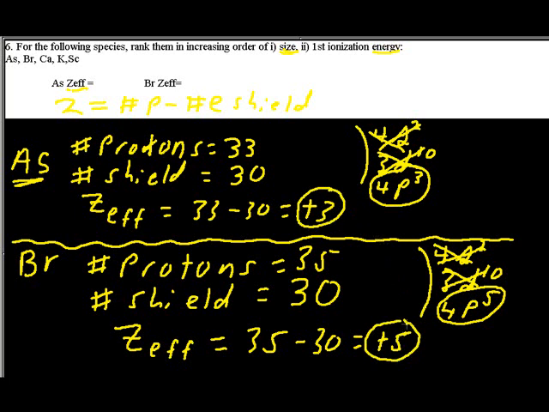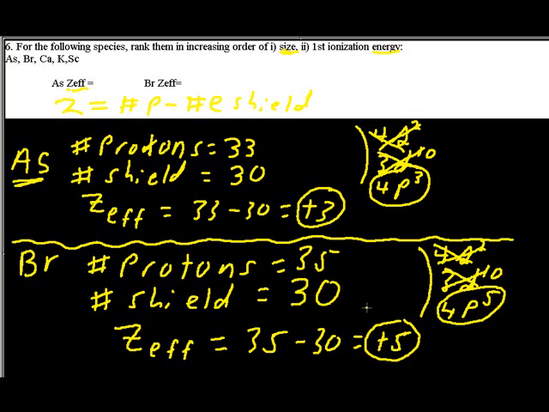Now, first things first. Why did the ZF number of bromine go up? We still have the same number of shields going on. And the answer is because I have more protons now. The fact that I have more electrons on the outside is not relevant. The fact that it's 3, 4, or 5 p's. All I care about is the difference.